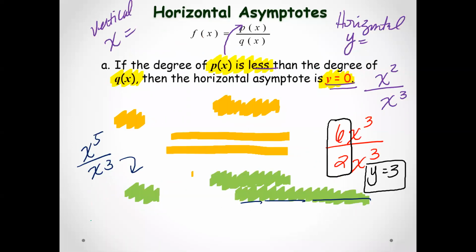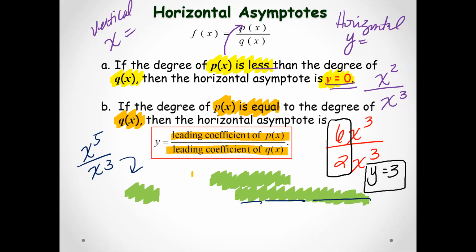Let's go over them. If the degree of the numerator is smaller than the degree of the denominator, then the horizontal asymptote is y equals 0. For example, x squared over x cubed, the horizontal asymptote is y equals 0. Second rule is if the degree of p of x, which is the numerator, is equal to the degree of q of x, then you're going to disregard the degrees and simply look at the coefficients. So for example, 6x cubed divided by 2x cubed, same degrees, so ignore that and just focus on the leading coefficient. So 6 divided by 2, the horizontal asymptote is y equals 3.